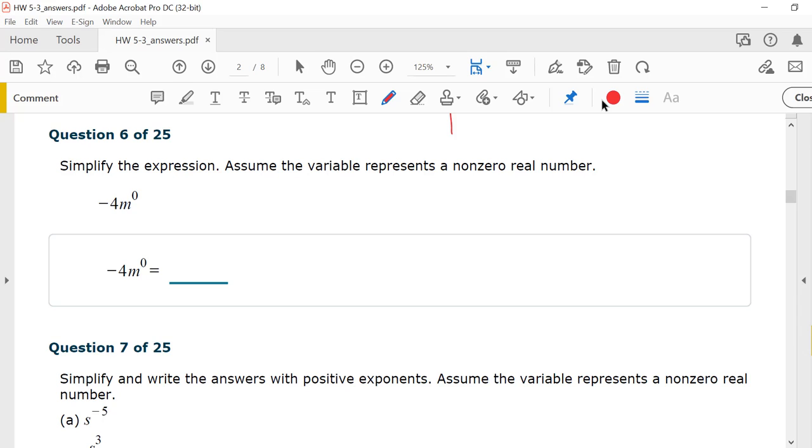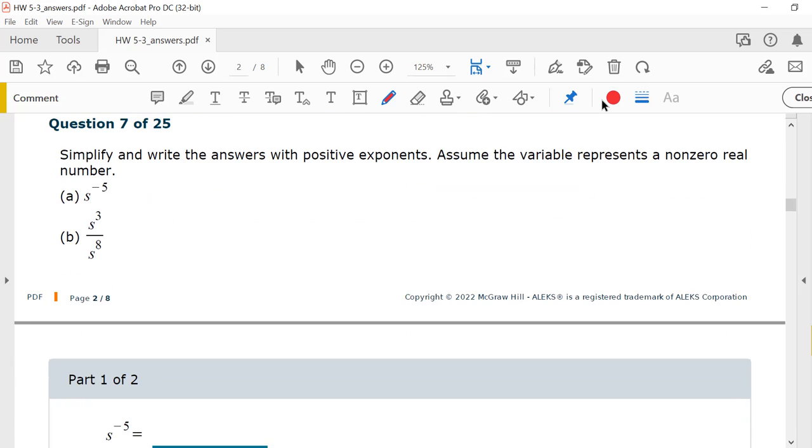Number 6, negative 4m to the 0. So we have negative 4 times m to the 0. M to the 0 is 1. So negative 4 times 1 is negative 4.